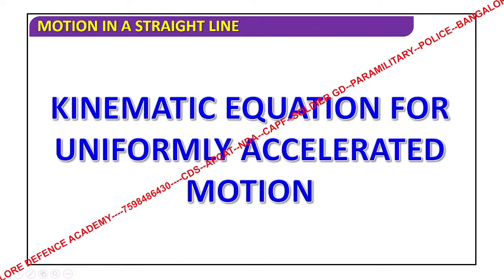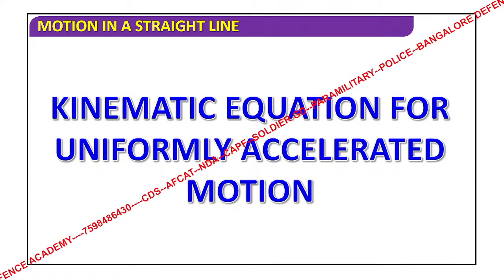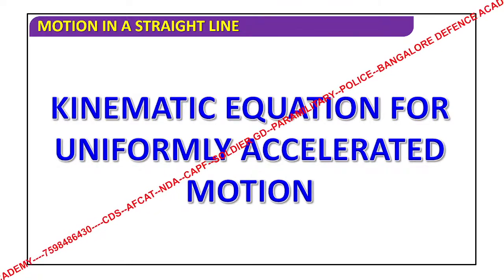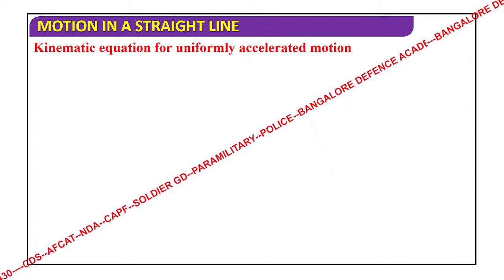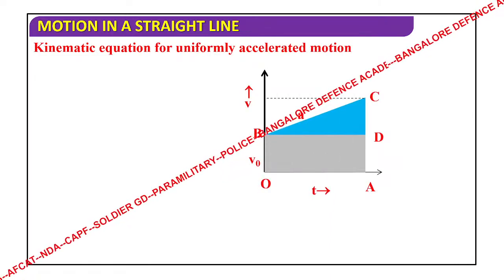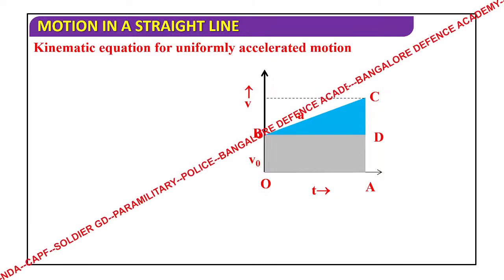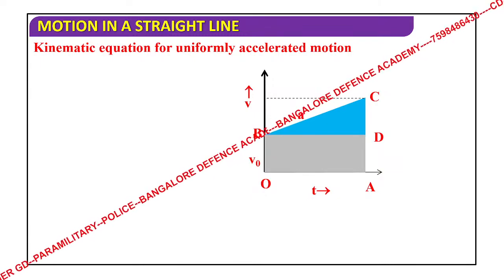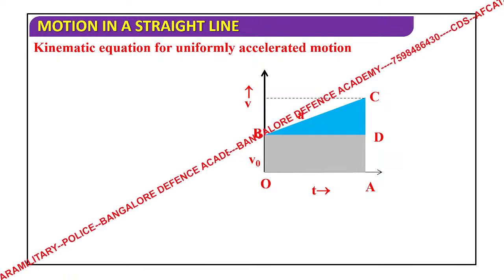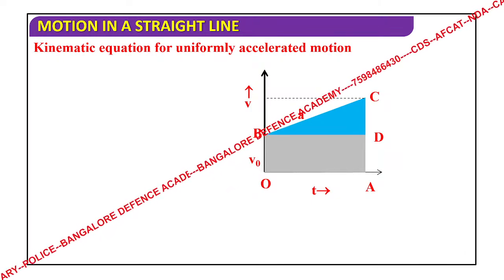Next, kinematic equations for uniformly accelerated motion. Very important. Now here we have three kinematic equations. So take down these kinematic equations for your problem solving. Draw this graph in your notebook quickly. Draw this graph as it is and try to name O, A, D, C, B, everything. Try to draw it.